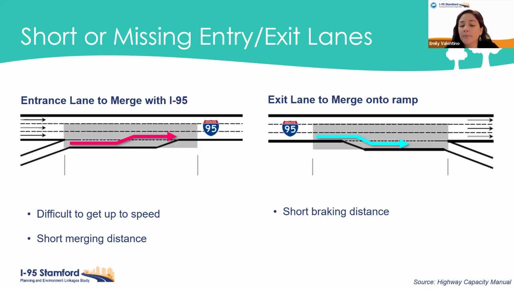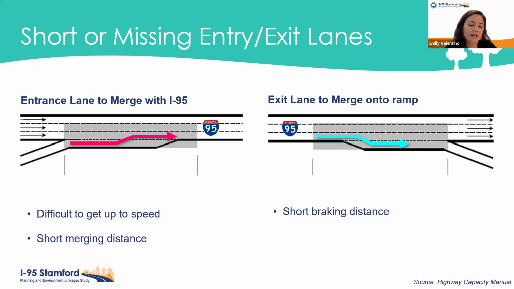Same goes for off ramps. You want space outside of the main line to be able to slow down so you don't impede traffic on the main line. However, in our case, there are short or sometimes non-existent spaces to speed up or slow down.